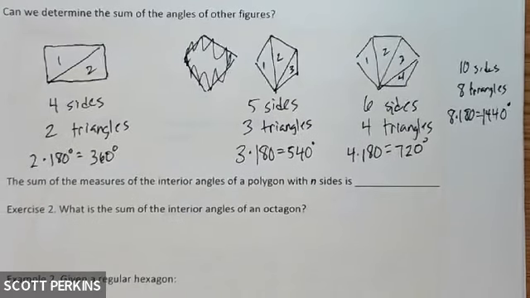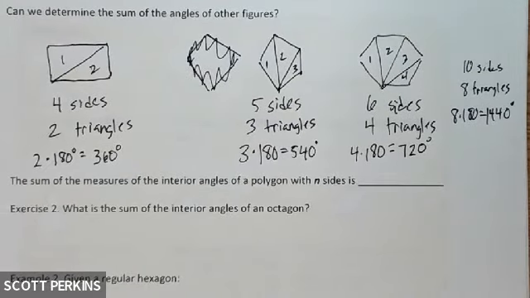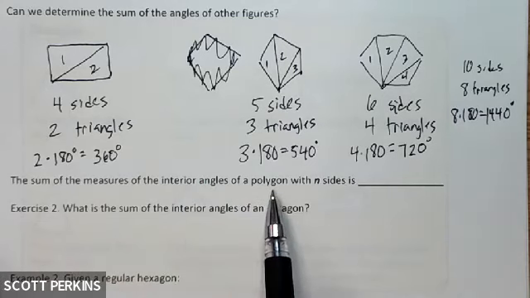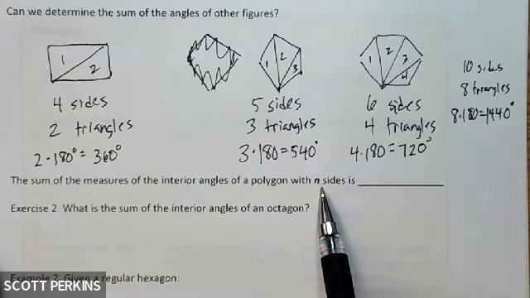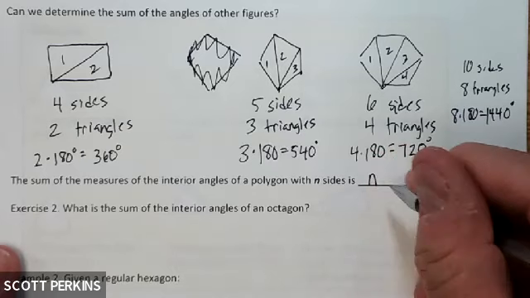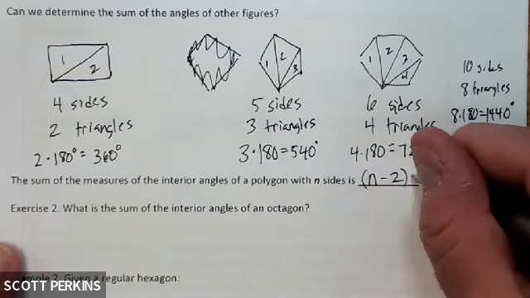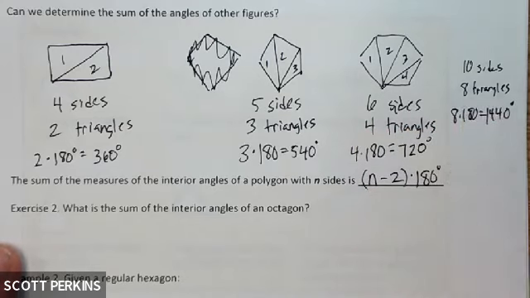And so just to write this down in a more general way, you've seen the pattern now. I think you could figure it out. The sum of the measures of the interior angles of a polygon with n sides, okay, so n is the number of sides, is this. You're going to take n, then you're going to subtract 2 to get the number of triangles, just like you did pretty confidently with the 10-sided figure. And then you're going to take that and multiply it by 180 degrees.